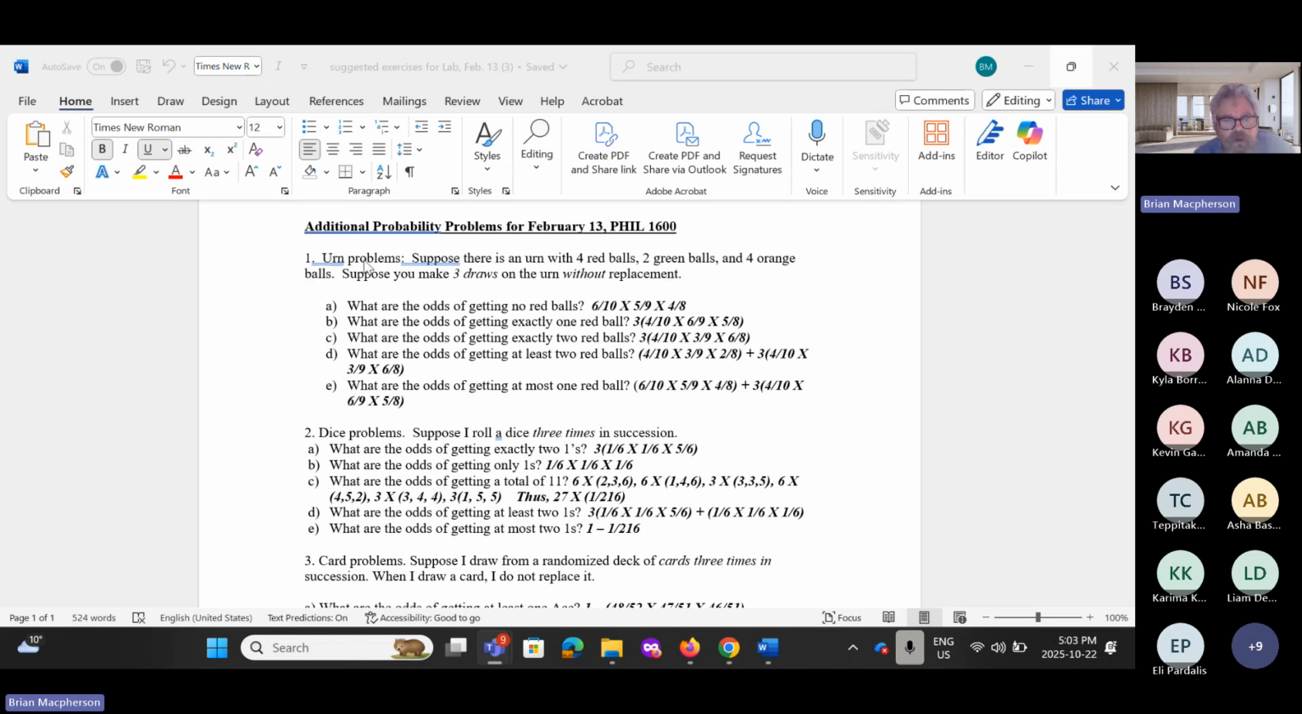So number one, notice that for the probability exercise, I give you urn problems, dice problems, and card problems. That's pretty standard, all right? So we'll start off with the urn problems.